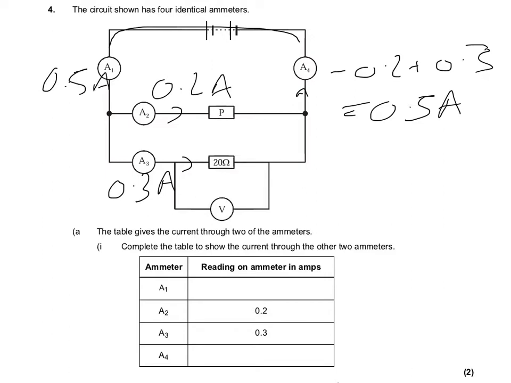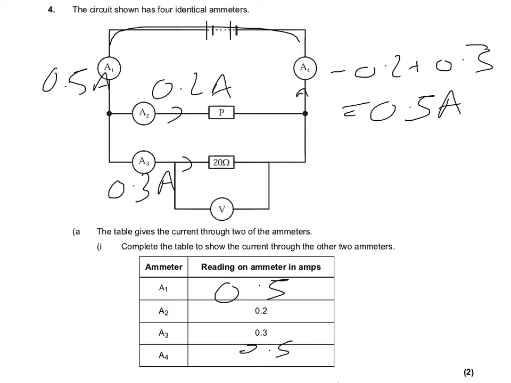So remember, in a series circuit, the current is the same everywhere. In a parallel circuit, the current before a junction is equal to the current after a junction. So in this case, we've got 0.2 and 0.3 adding together to make 0.5, and that follows the whole way around. So the correct answer is 0.5 amps.